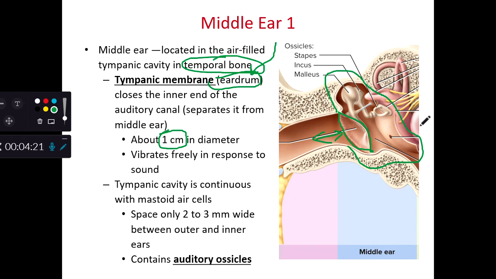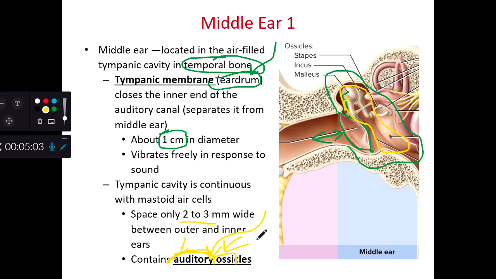Our tympanic cavity. Let me shift colors here. This big space right here, this tympanic cavity, is going to be continuous with some mastoid air cells. And in terms of the total distance, it's about 1 to 3 millimeters wide between the inner and outer ears. It's a very, very small amount of space. Notably, it contains some auditory ossicles. When we think of an ossicle, think of the root word ossi for bone, and auditory referring to our sense of hearing. So the hearing bones are the auditory ossicles.